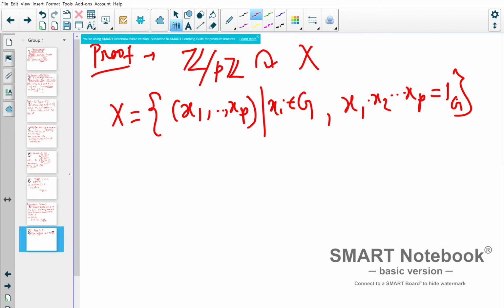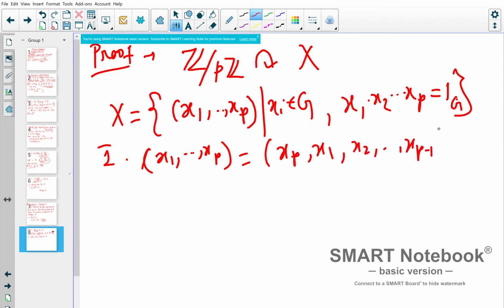And obviously I know the action. I know that Z mod pZ acts on X via the same thing, right? So what is the action? The same action which we discussed: you have (x1, ..., xp), and this will map to (xp, x1, ..., xp-1), the same cyclic shift. Okay, now we have some questions I can ask you. The first question is, what is the cardinality of X? How many elements are there in this set X?